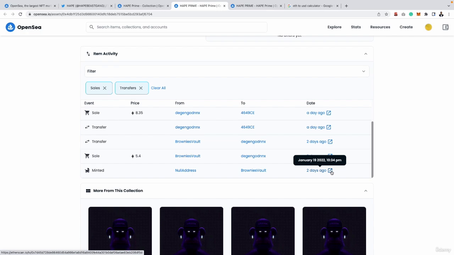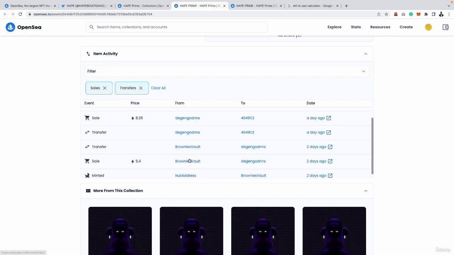It was minted on the 19th of Jan 2022 at 10:34 p.m. and it was sold for 5.4, so $15,000, literally on the same day at 10:45 p.m. So within less than 30 minutes, this person was able to mint it for 0.2 ETH and flip it for 5.4 ETH, which is absolutely insane.